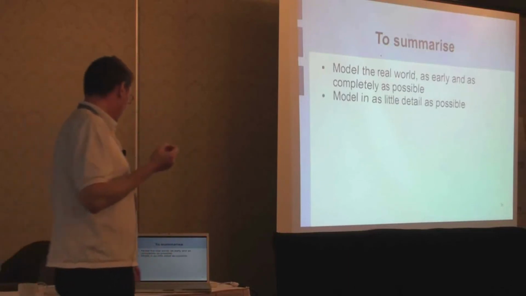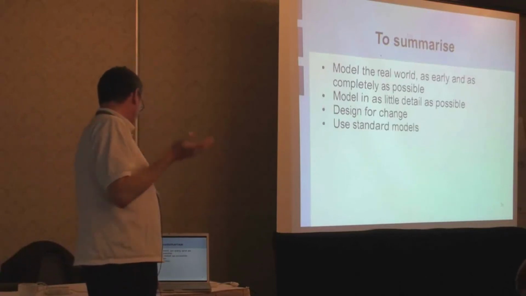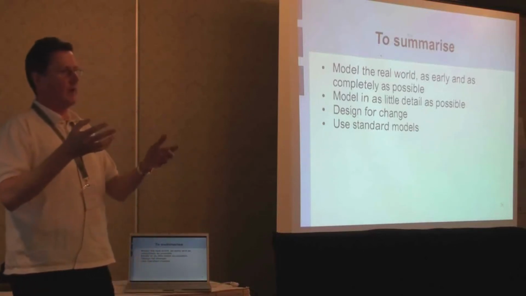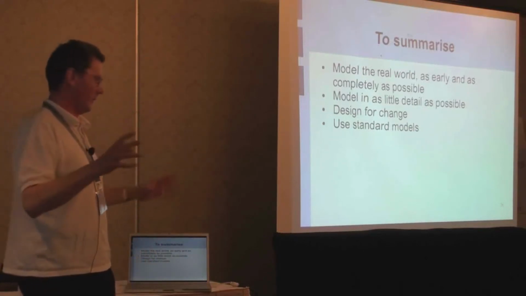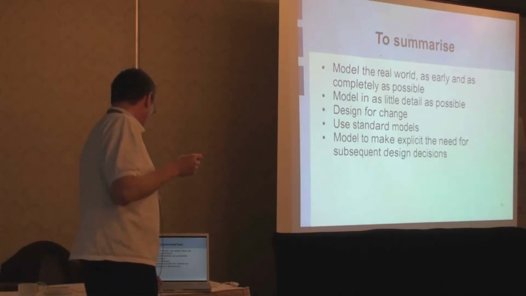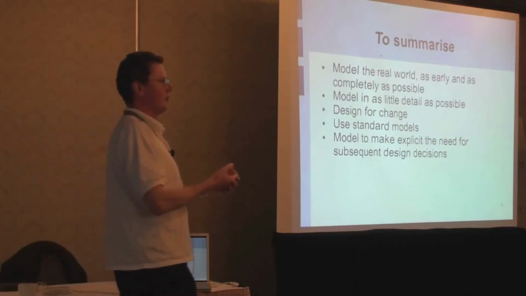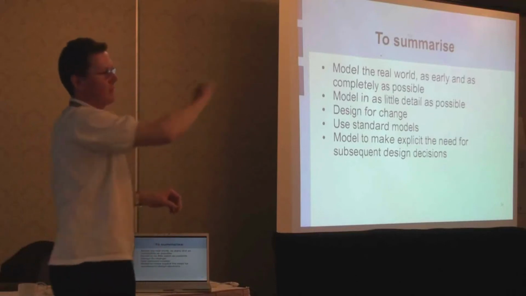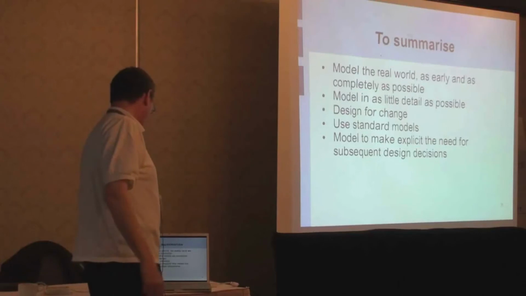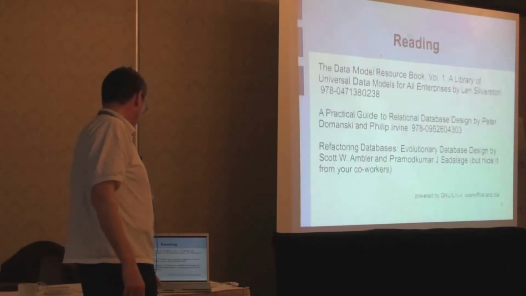Model in as little detail as possible. Design for change. Use those flexible models. Use standard models. Yeah. The things that Len Silverstone has done, they're incredibly detailed, way too detailed in my view, but they're going to work. He's researched the stuff. He knows what he's talking about. And when you are modeling, make the need for future design decisions explicit. You know, if you have to just put big asterisks on the model and say, we need to think about this, do it. But you can also use the model and Dogma approach. And then refine and implement iteratively.